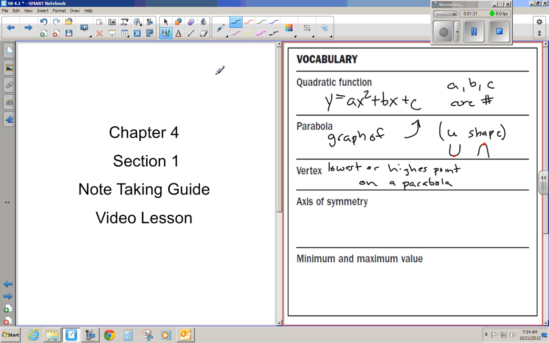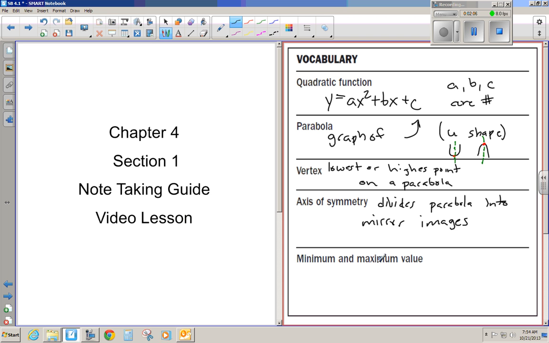Axis of symmetry divides the parabola into mirror images. So the axis of symmetry would go right through there, or right through here. And that means the left side is equal to the right side.